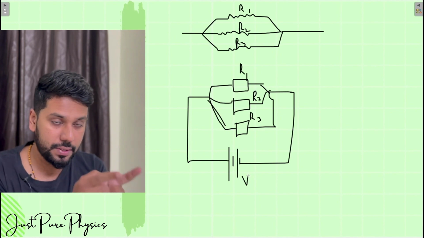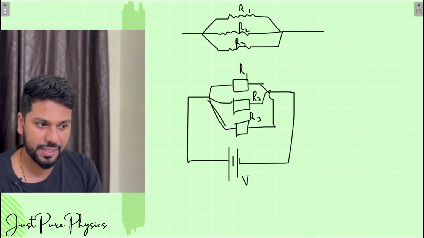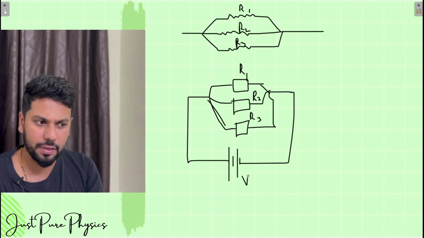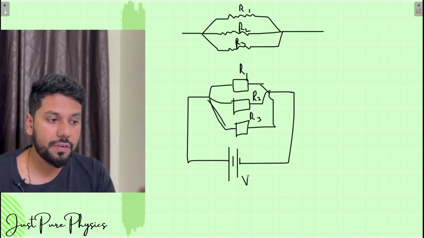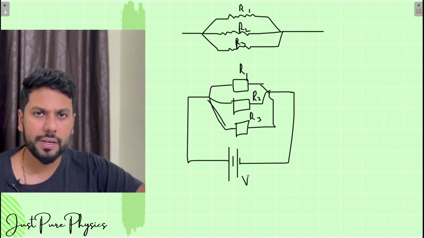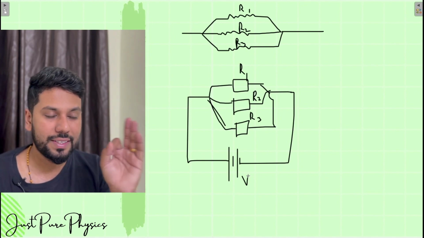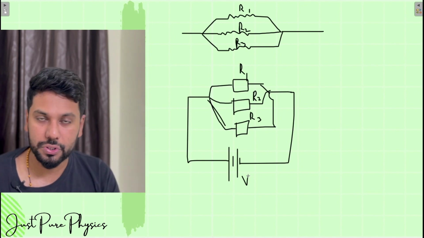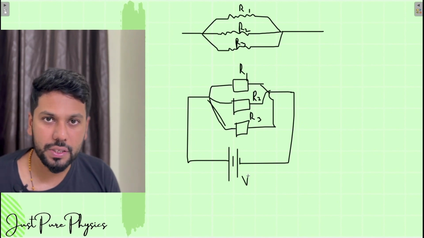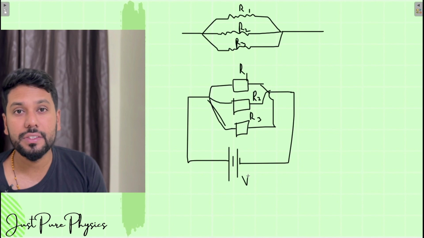In this case it is equal to V, because the battery is also kind of connected in parallel with them. Can you see? So R1, R2, R3 are going to have the same voltage as V. Not every time, but the general rule is all the resistors in parallel will have the same voltage. In this case, it is equal to V. So voltage is the same for them, but current is different.